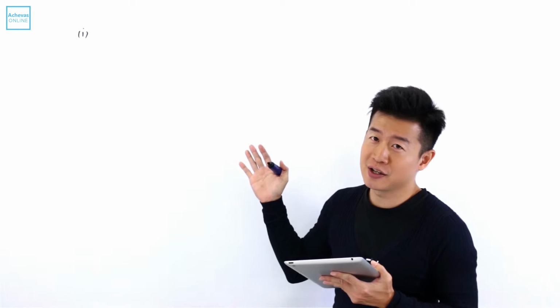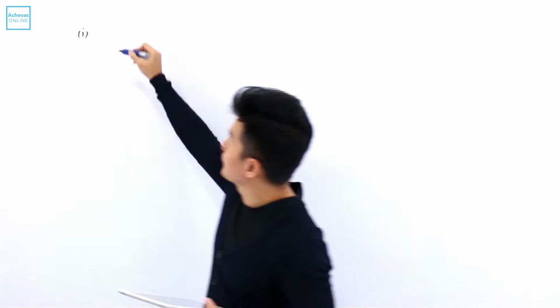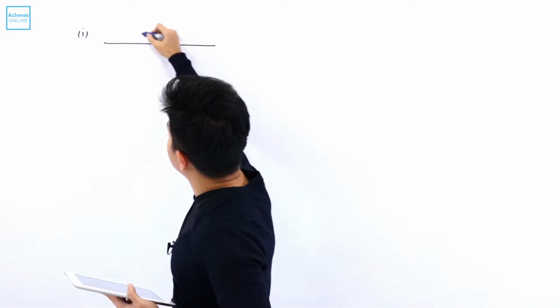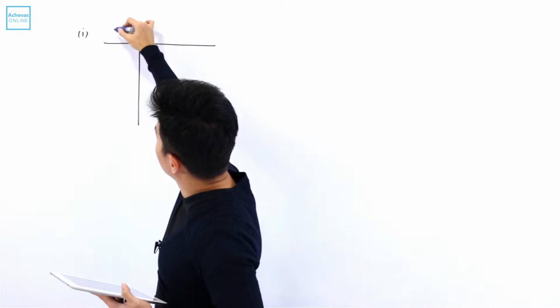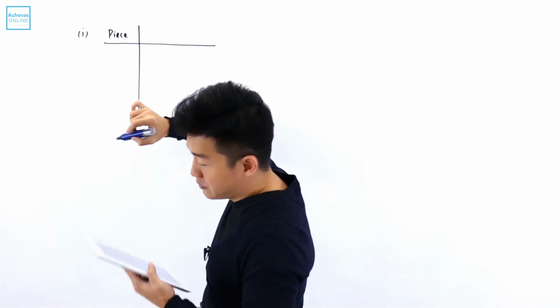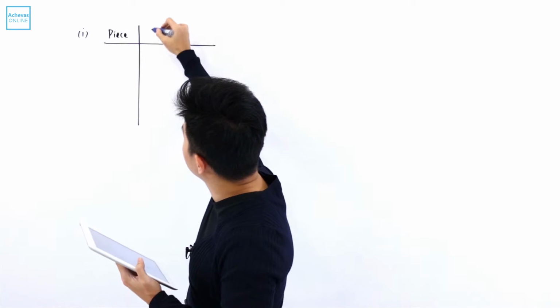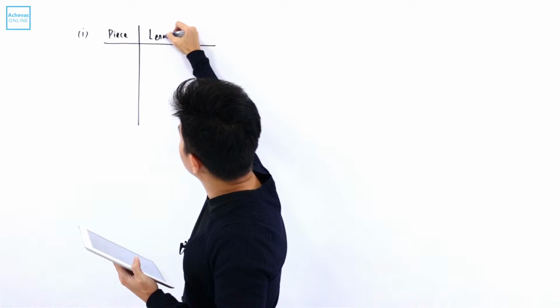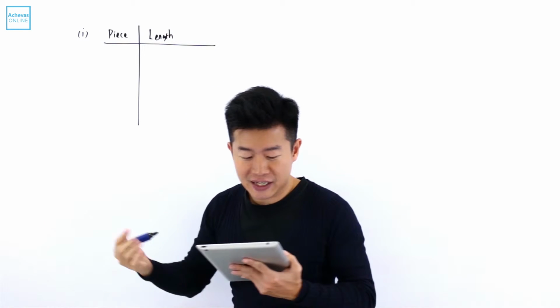It is a little bit overkill for a question like this, because I think many of you will be able to quote the pattern just by looking at the way the question has described it, but I'm just going to use a table. A bit of overkill, but still good practice. For the table, I'm going to look at the piece of string that we are looking at, and on the other side, the length of the string that is being cut off.